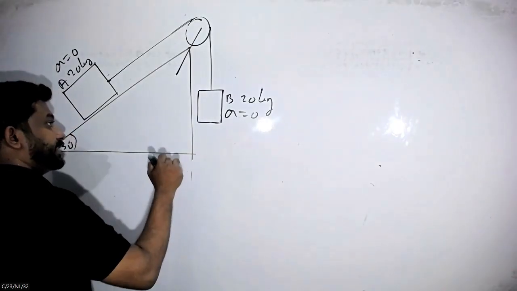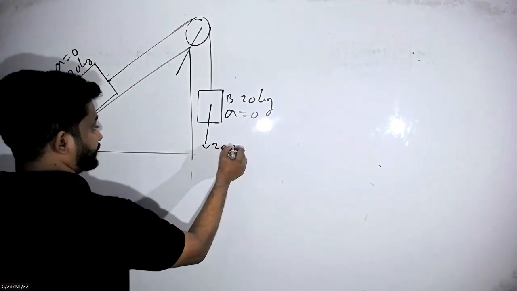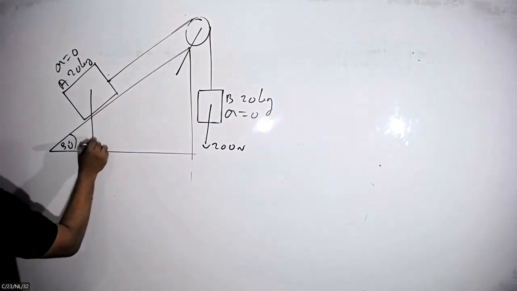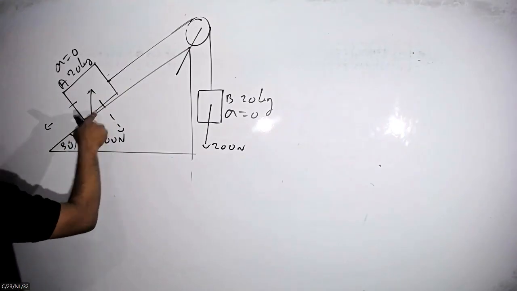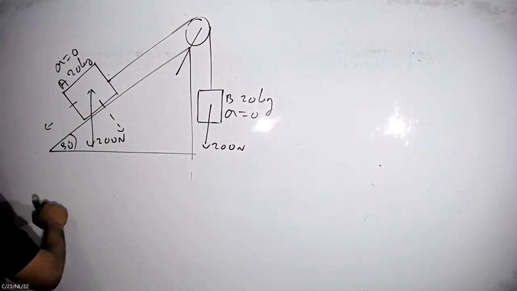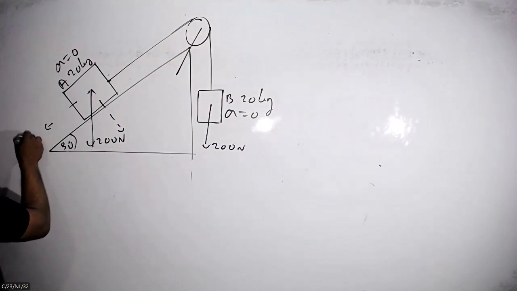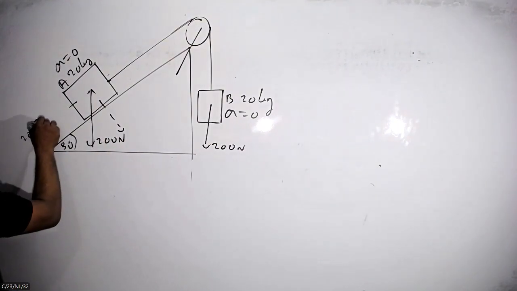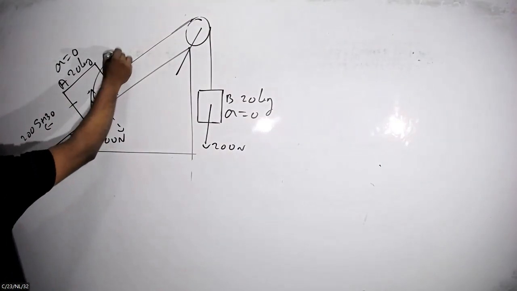Then you can identify the forces acting on each mass. 200 Newton weight of this block, 200 Newton. Then you can identify the two components of the weight of this capital A mass, parallel to the inclined plane and perpendicular to the inclined plane. 200 sine 30. This angle is 30, no? Therefore, this one is 30.